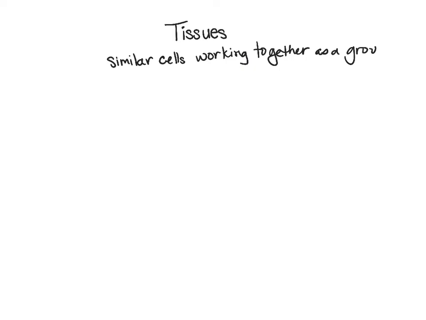All right, so we are going to talk about different types of tissues. Remember what a tissue is when we talked about our levels of organization. Tissue is similar cells working together as a group to perform a specific function.